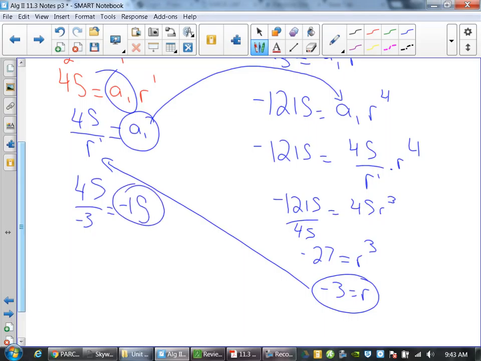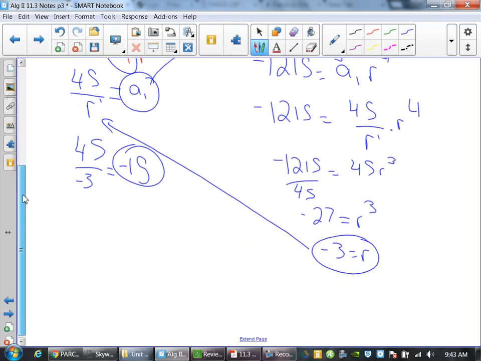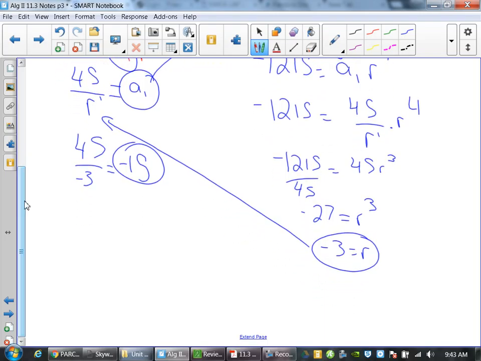I think we did that one. We did. It was in the notes from before. It's a really easy example. I just wanted to re-show you guys in case you forgot. So now you have your first term and your rate. Your a sub n is negative 15 times negative 3 to the n minus 1. And there's your rule.